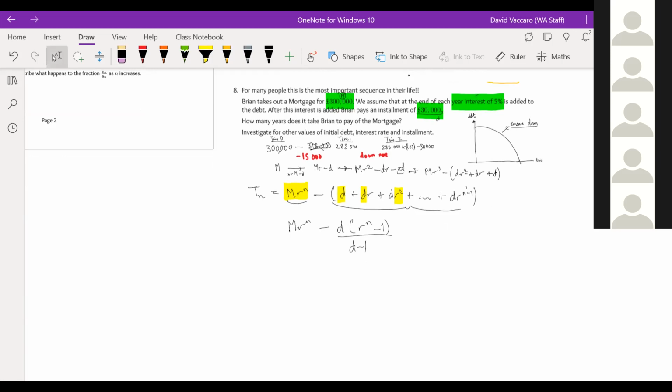Okay, and the question says, after how many years does it take Brian to pay off the mortgage? Okay, so we want this to equal 0. Now, in the real world, of course, it won't necessarily be paid off at exactly the end of the year, but this is good enough. So we want D(R^n - 1)/(R - 1) to equal MR^n.